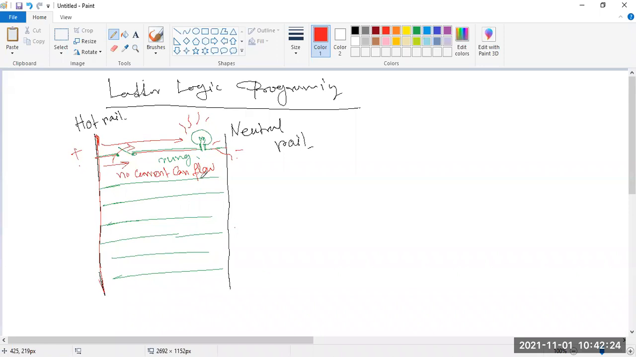Now, before going to the logic, I think you have become familiar with the basic concept of ladder logic and how it works. This is simple. From the hot rail to the neutral rail, there is a rung. This rung is operated by some input.